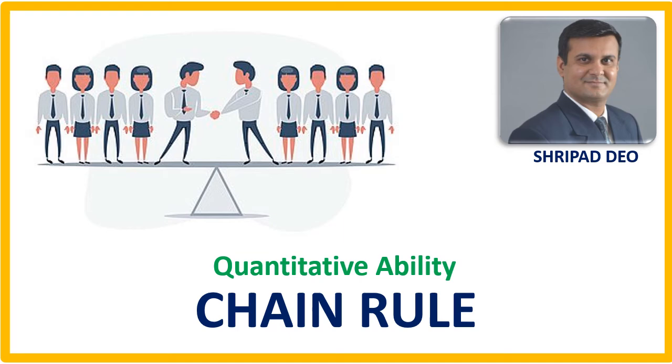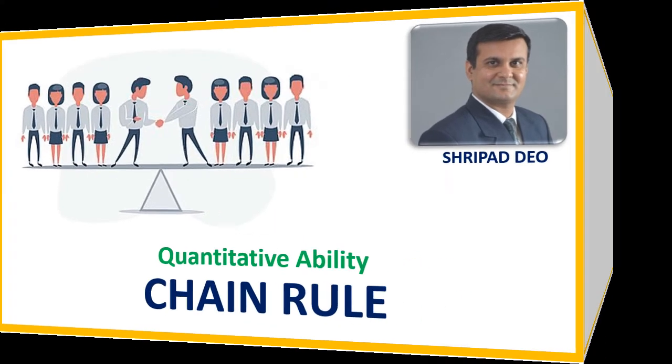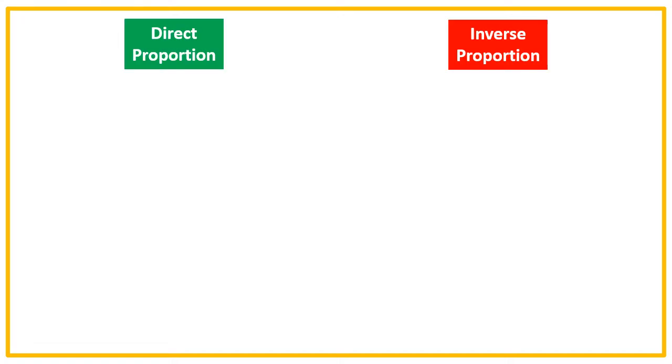Quantitative ability problems on chain rule. In the problems of chain rule, we come across two proportions. One is called direct proportion and the second is called inverse proportion.